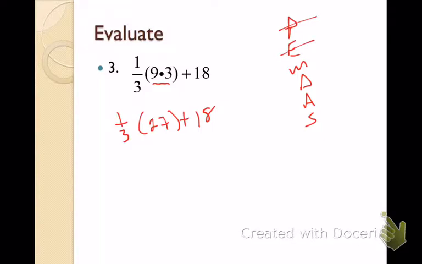I see multiplication right here. Even though it involves a fraction and you're not going to want to do it first, you have to do that before you add the 18. 1/3 of 27. So you can multiply 1/3 times 27. You get 1 times 27, which is 27, over 3 times 1, which is 3. 27 divided by 3, now we've got to do the division now, is 9. 9 plus 18 gets you 27. So hopefully you got 27. Okay?